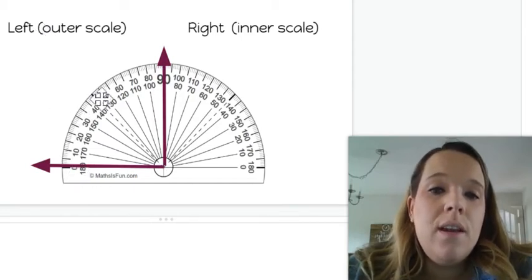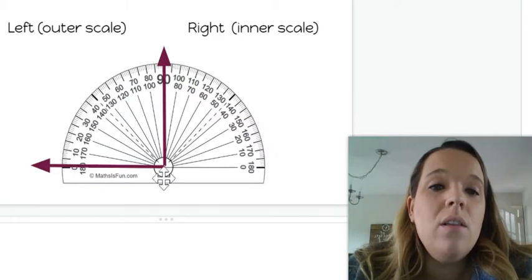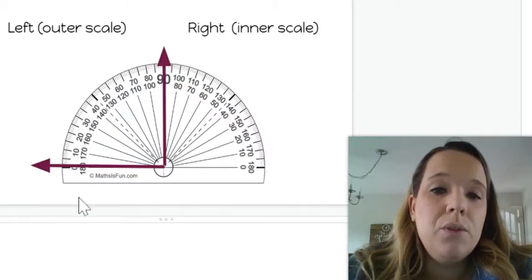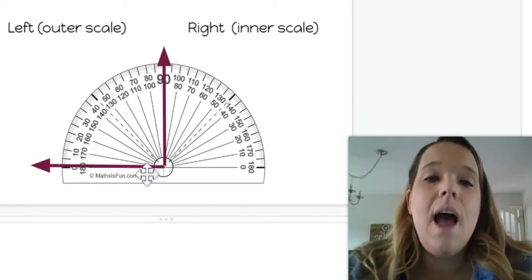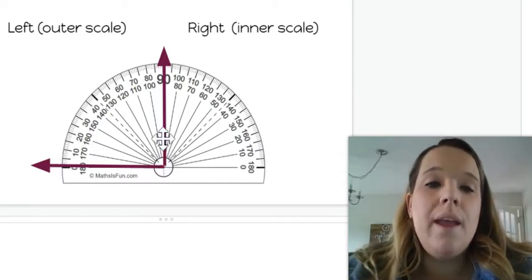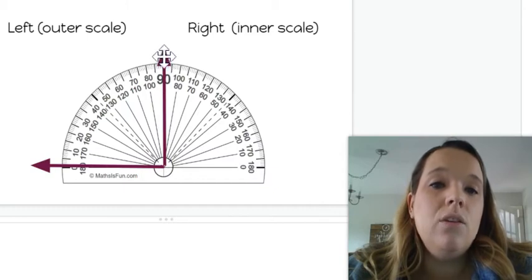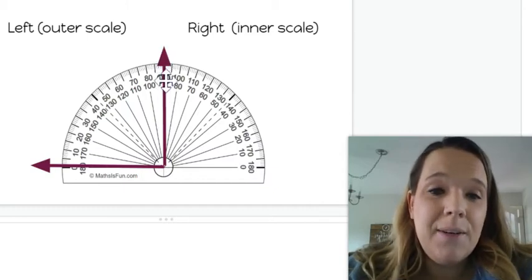So here are all the numbers on the outer scale. Now I want to look for where this ray crosses through. So if this ray is at 0 degrees, I'm not going to say that this angle measures 0 degrees. I'm going to say, okay, I'm going to follow this ray up. And it looks like it crosses right through 90 degrees.